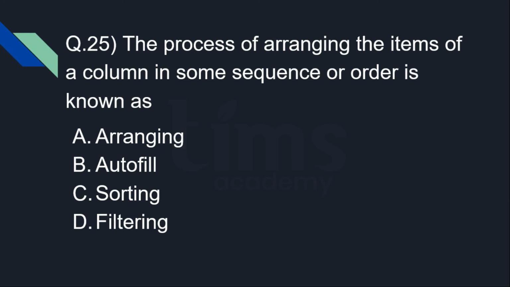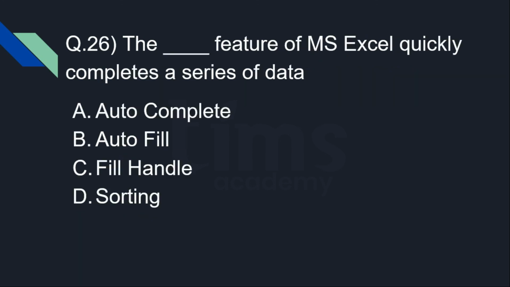Question number 25. The process of arranging the items of a column in some sequence or order is known as: option A, arranging; option B, autofill; option C, sorting; option D, filtering. The answer is option C, sorting.